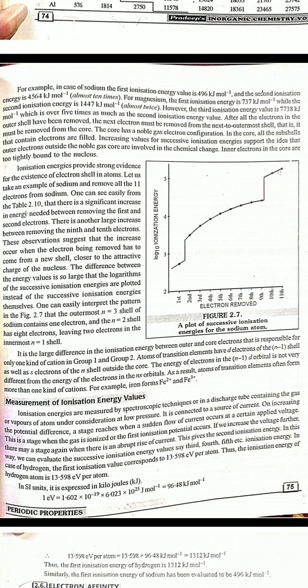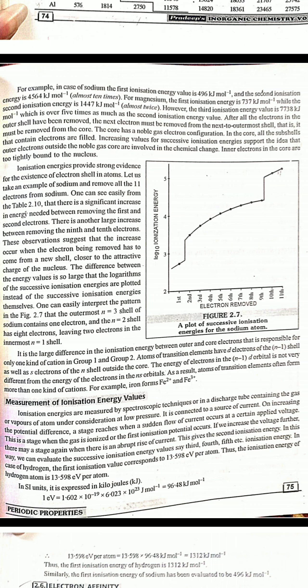Let us take the example of sodium and remove all the 11 electrons from sodium. One can easily see that there is a significant increase in the energy needed between removing the first and second electron. There is another large increase between removing the ninth and 10th electron. This observation suggests that the increase occurs when an electron being removed has to come from a new shell closer to the attractive charge of the nucleus.